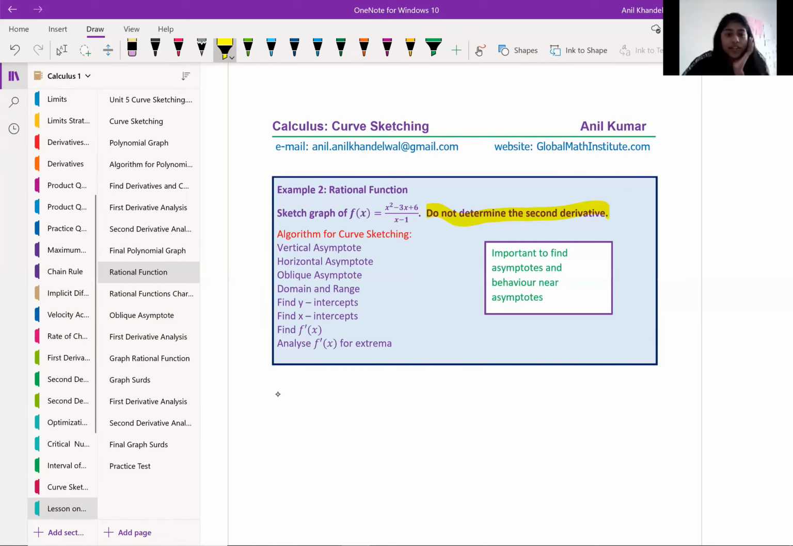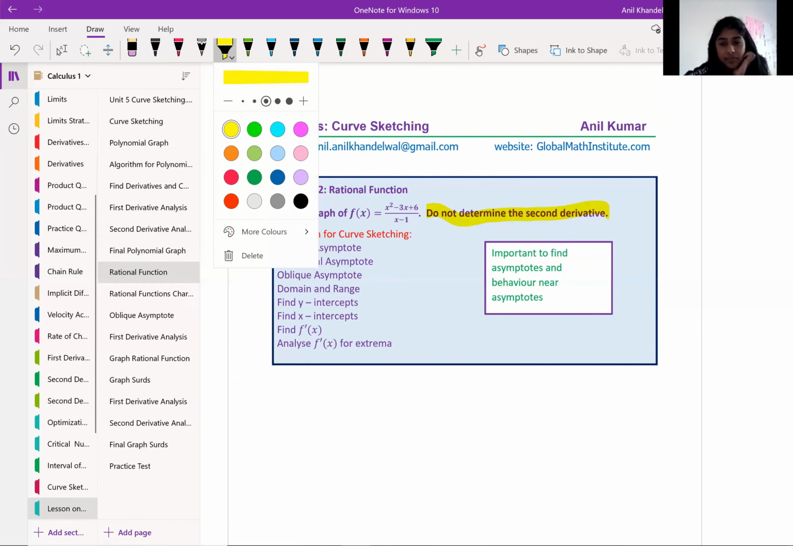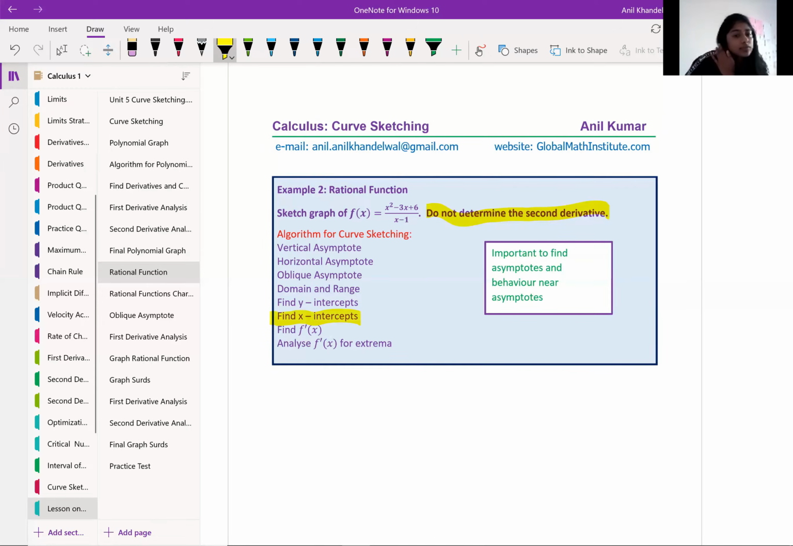So vertical asymptote, horizontal asymptote, oblique asymptote, domain and range, find Y-intercepts, find X-intercepts, find first derivative, and analyze first derivative for extrema. Correct. Here I have another note, which is this particular thing, find X-intercept. Finding X-intercept means you will equate the function to 0, Y value, and then you will equate the numerator to 0. That is your X-intercept, right? So in this particular case, it is not very difficult. You could straight away apply the quadratic formula, get your X-intercepts, right?